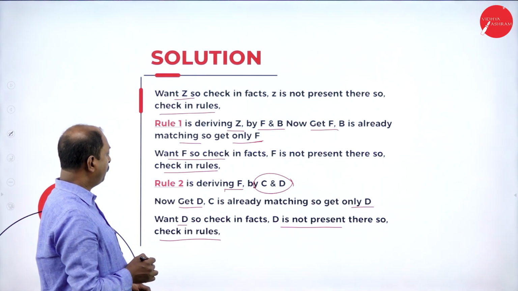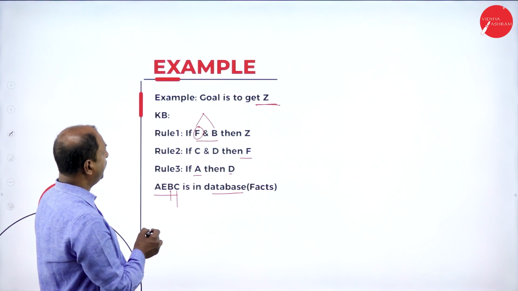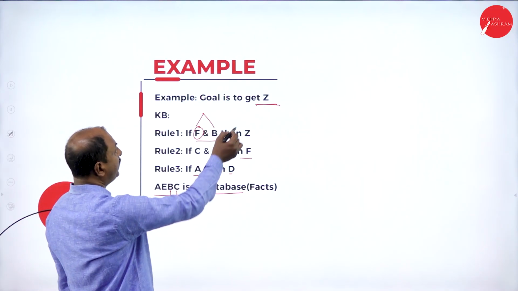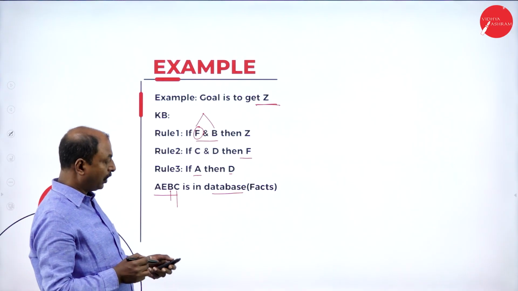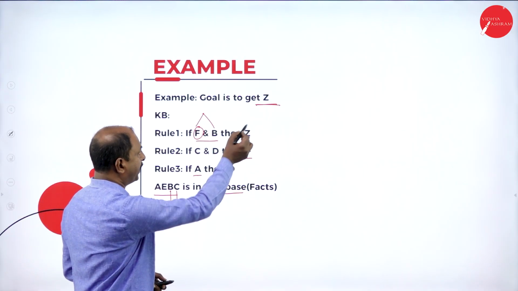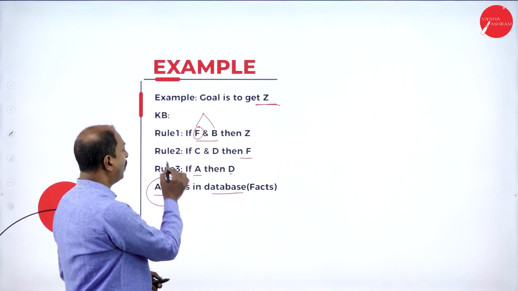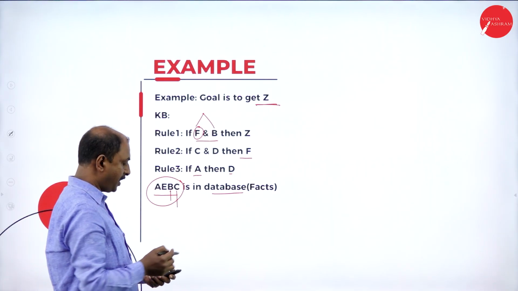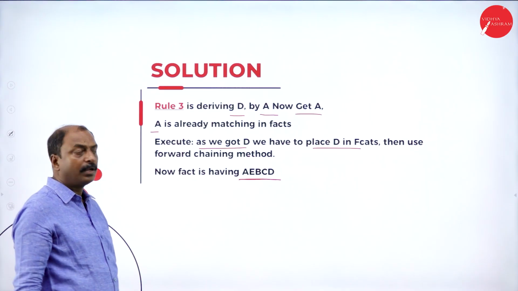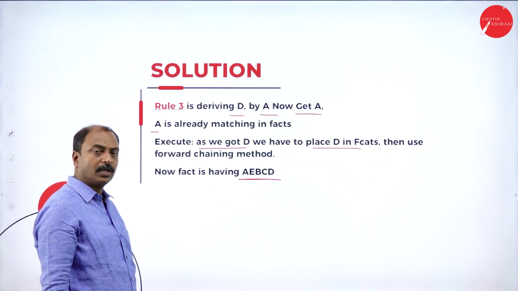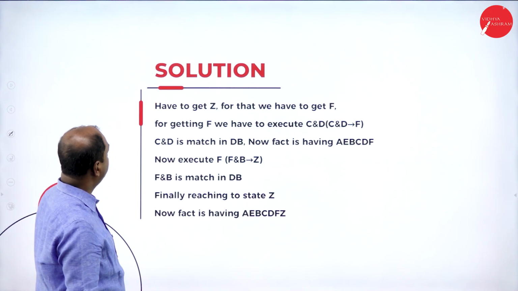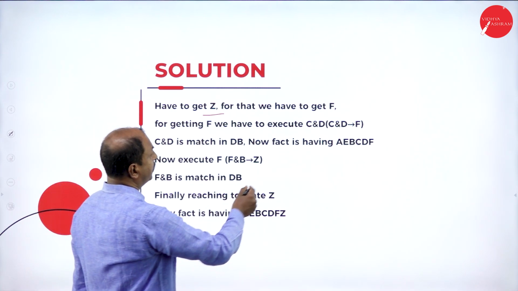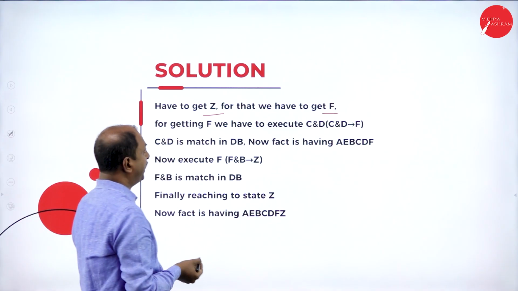If you look at the beginning, the database was only A, E, B, C, and the goal is to get Z. How to get Z? If you want to get Z, we need to have all the variables A, E, B, C. So this is an example for the backward chaining algorithm. In the next slide, we will see that if you want to get Z, that is the goal, we have to execute F first. First, you have to get F.